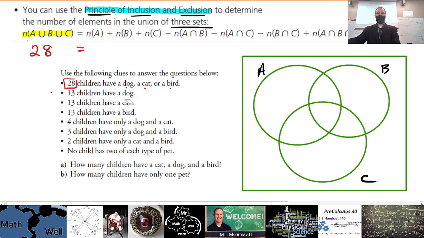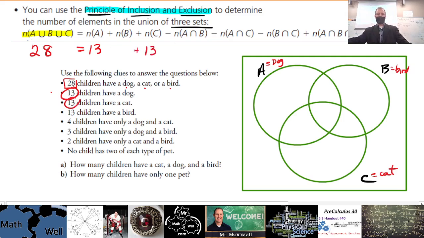Now, 13 children have a dog. So the dog is actually A, the bird is actually B, this makes sense, and the cat is C. So if we walk through this, 13 children have a dog. So that's the number of A, 13. I can fill this out, I suppose. You don't have to fill out the Venn diagram, though. That's why we're using this formula. So I'll tell you what, I'm just going to hold off on that. So we've got 13 taken care of, it's right here. Also 13 have a cat. That would be the number of C. So in C there should be 13. Whoops, okay, so that's over here, 13 I guess.